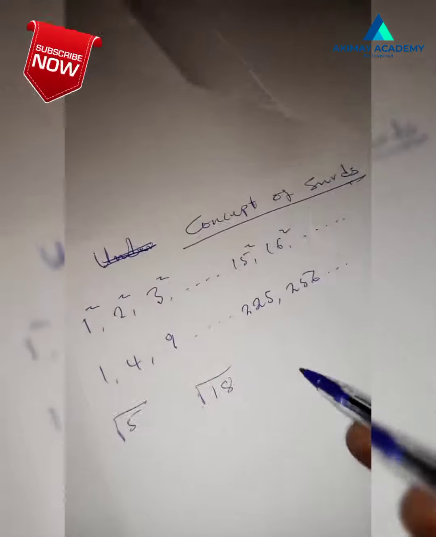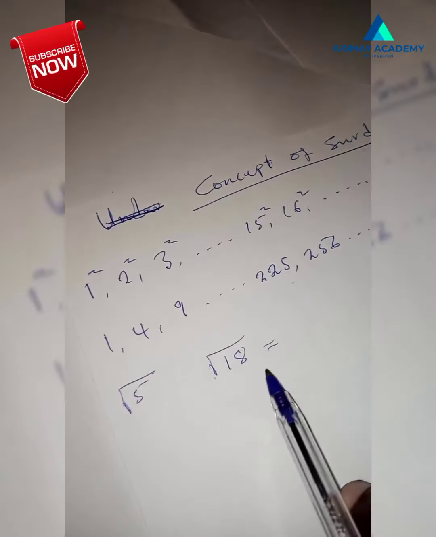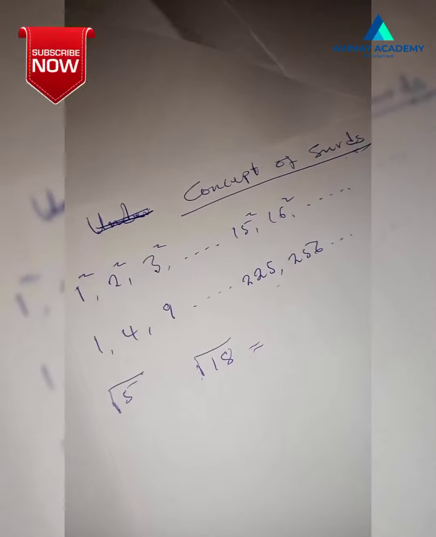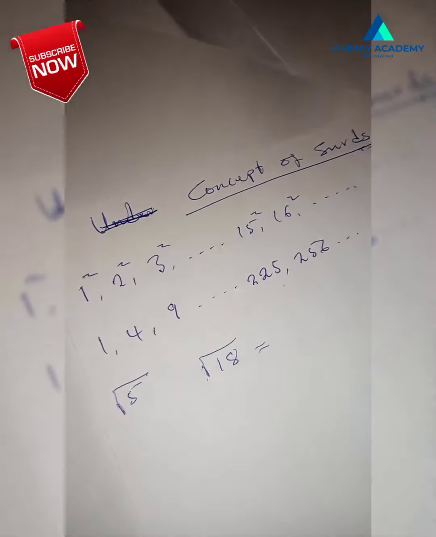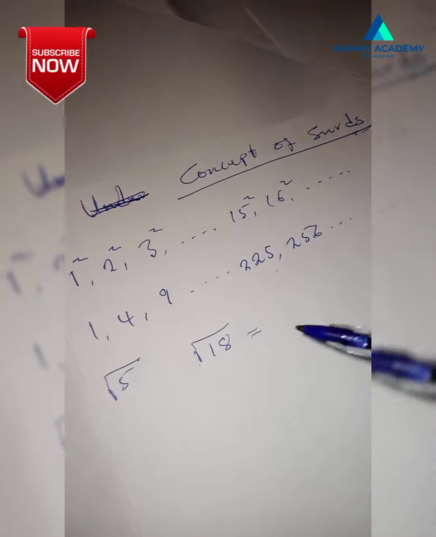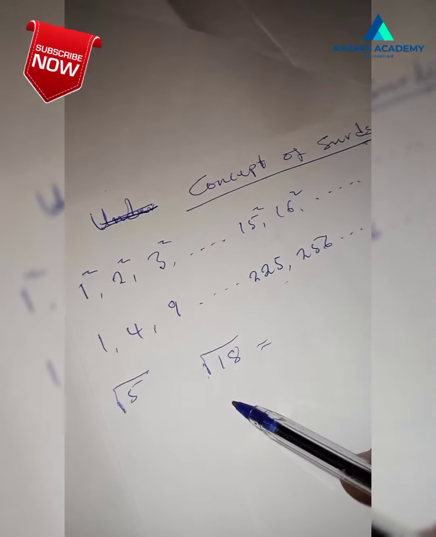So what do we do over here? We ask ourselves, do we have a perfect square and another number which we can multiply to get the number under the radical sign, which is 18? Is it possible?